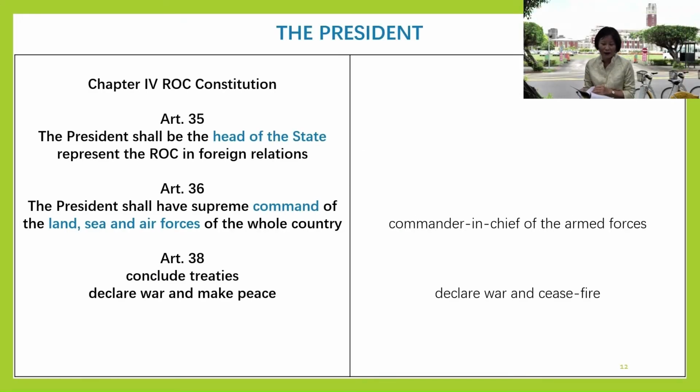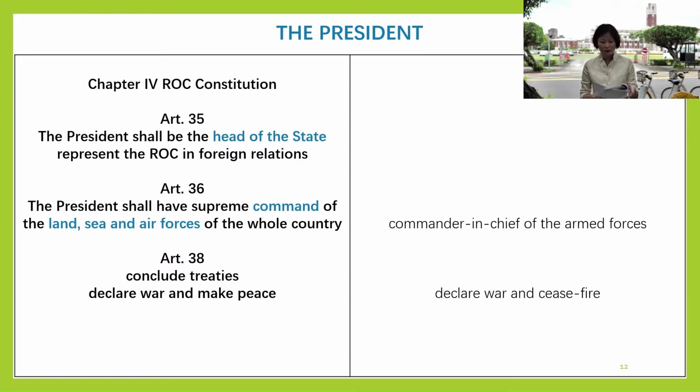So now let's talk more about the president. Obviously, the president is the head of the state. As the Constitution says in Chapter 4, Article 35, the president shall be the head of the state and represent the Republic of China in foreign relations. The president also has the supreme command of the land, sea and air forces. So he's also the commander-in-chief of the armed forces, and according to Article 38 of the Constitution, concludes the treaties and also declares war and makes peace. So here we have the leadership function of the president.